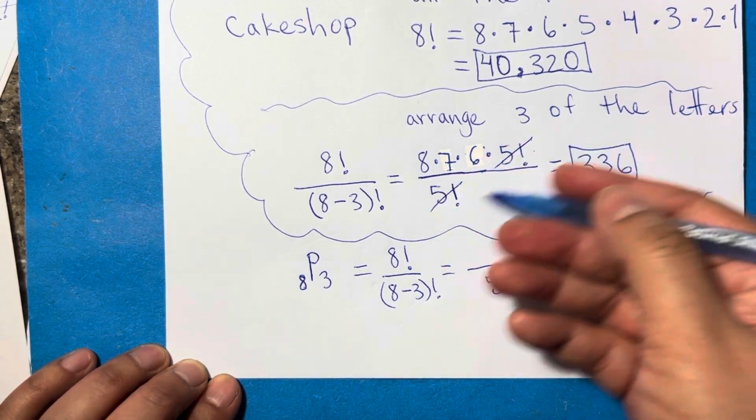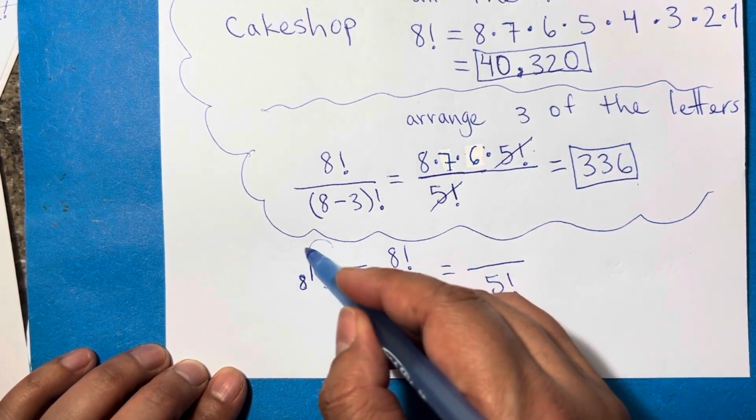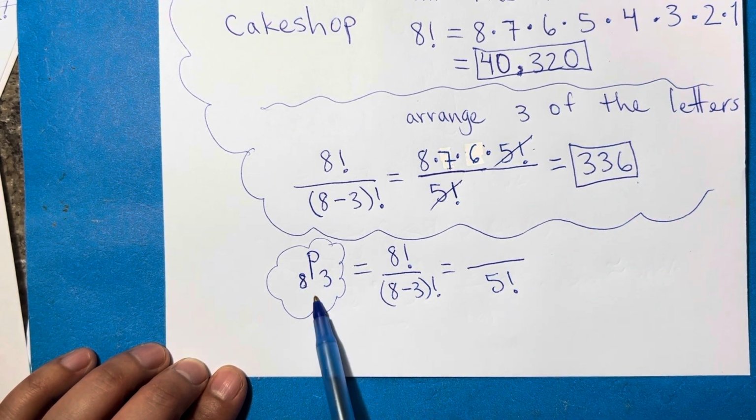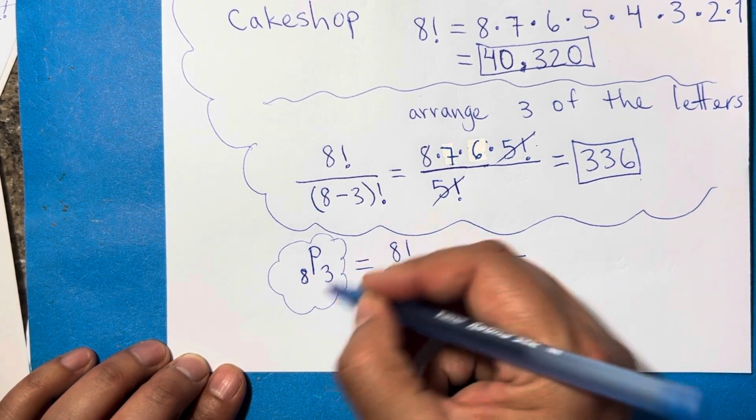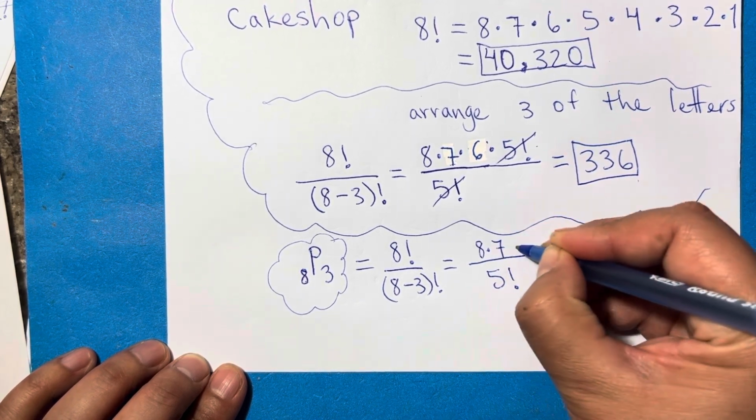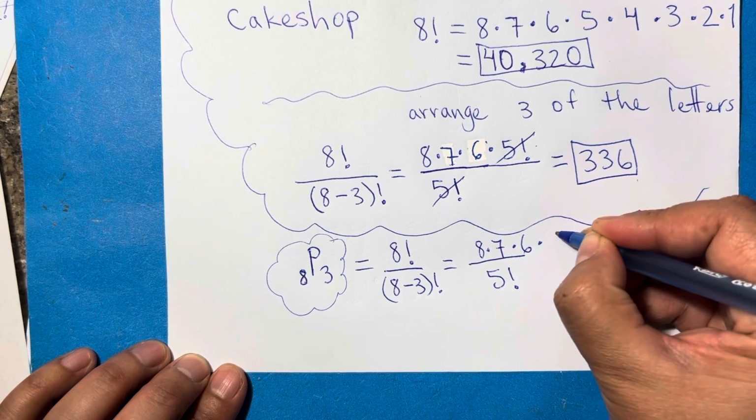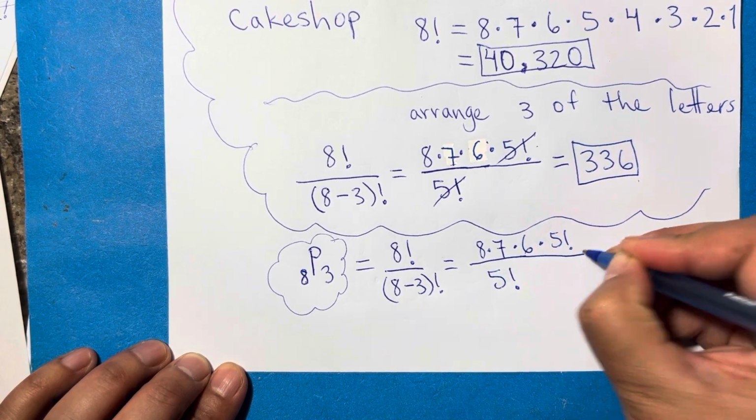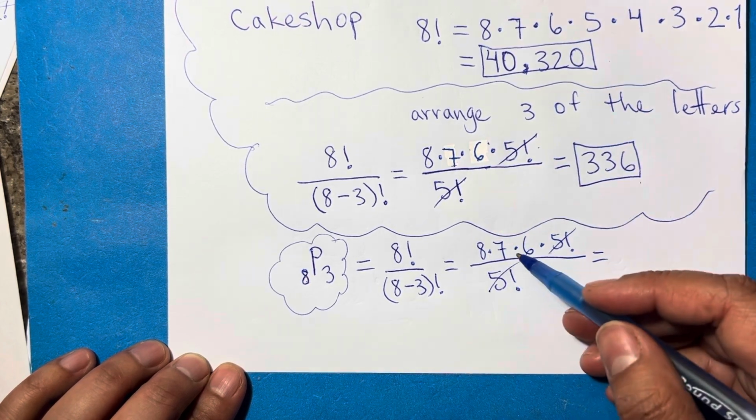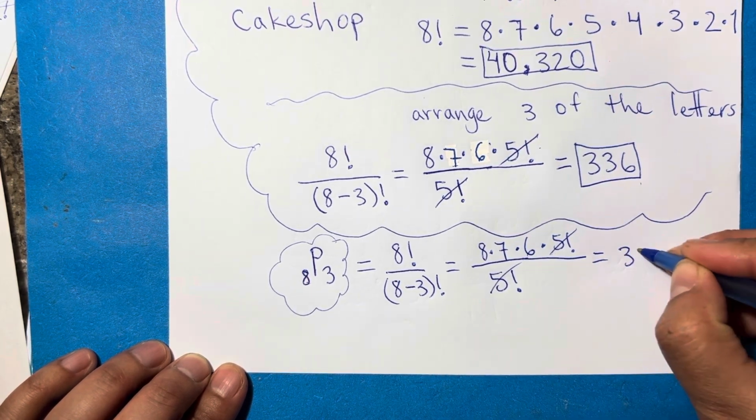I'm just repeating, it's the same thing, but I just want to share that sometimes they give you a question as a notation, okay, in this format. So it's going to be 8 times 7 times 6 times 5 factorial. This cancels, and the rest you already know. 8 times 7 times 6 is 336.